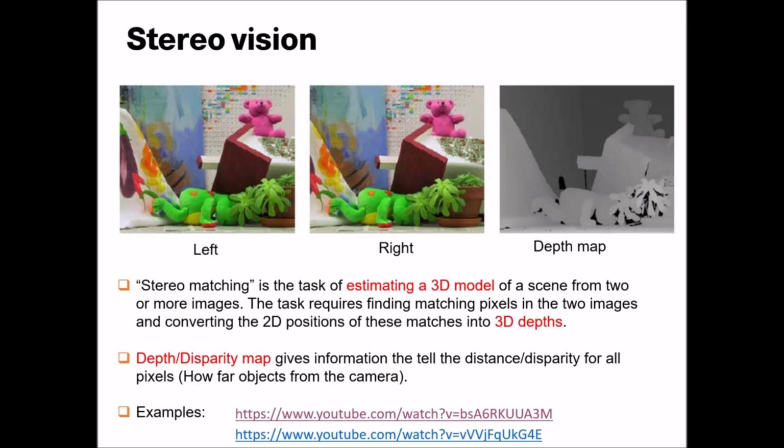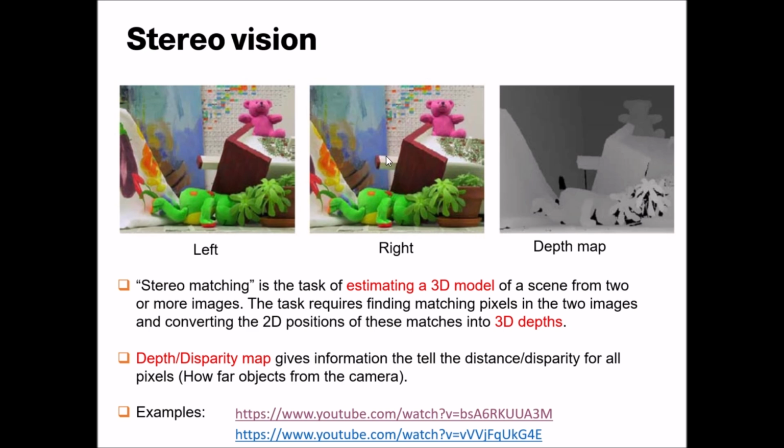So what is stereo vision, or what is stereo matching? Stereo matching is the task of estimating a 3D model of any scene from two or more images. It can be more than two images, but here we are using only two. Let's say we have a 3D object or 3D scene, as you can see here, and this image is taken by the left eye and this image is taken by the right eye. You can see there are some differences here.